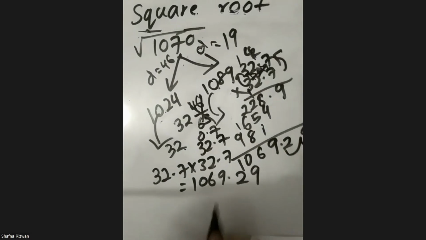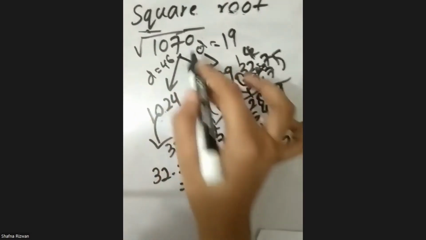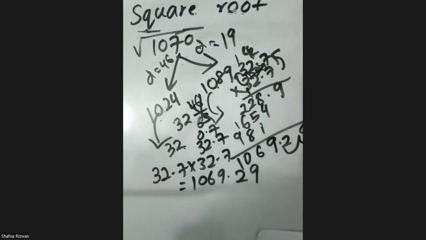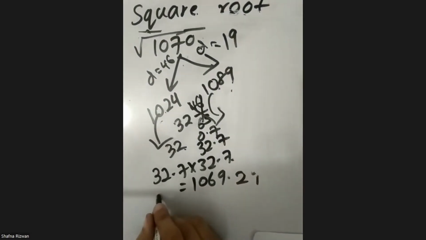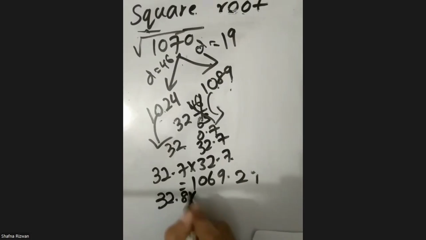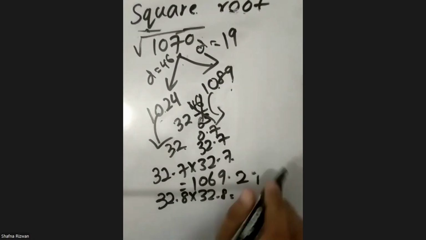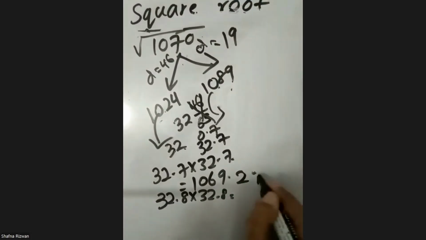So, we are getting around 1069.29. It's closer to 1070. We already know, but let's do the other number. What's the other one? 32.8 into 32.8. Okay, so this is what you are getting.